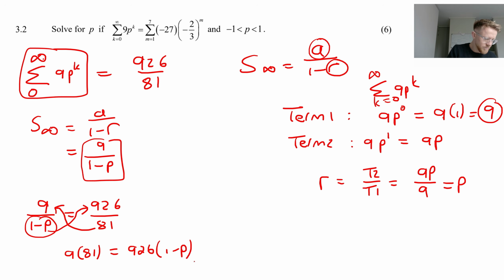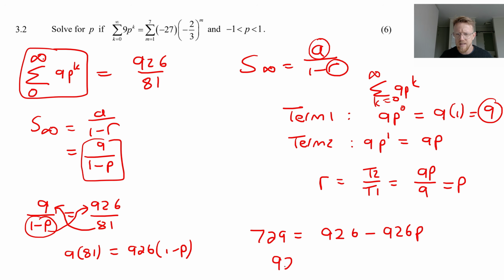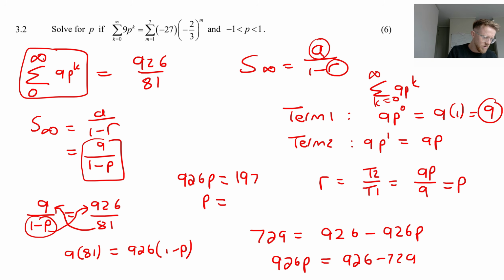And so 729 equals 926 minus 926p. And so now if we take the 926p to the left and we take the 729 to the right, we'll end up with 926p is equal to 197. Divide both sides by 926 and we end up with 0,21.